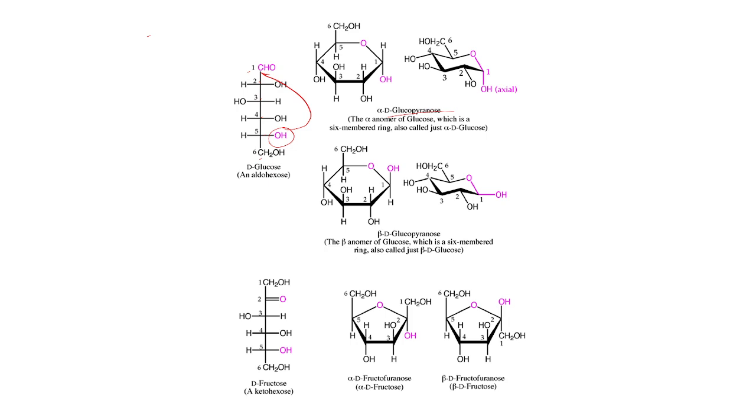You can draw this in the chair form, so this is axial and the substituent of this one is equatorial. Same with fructose. So C5 is the correct answer.